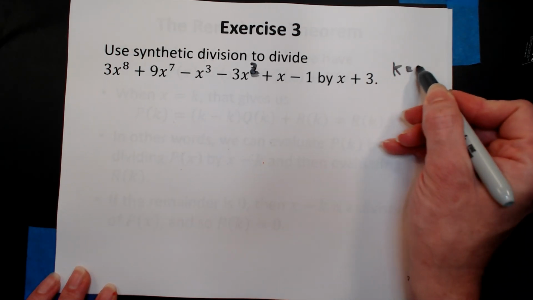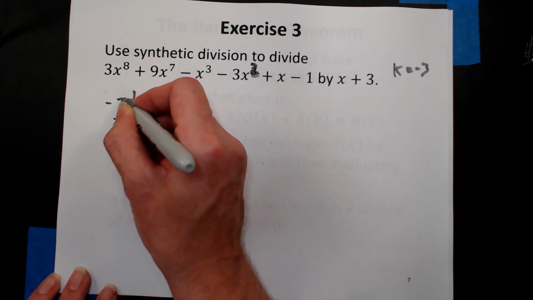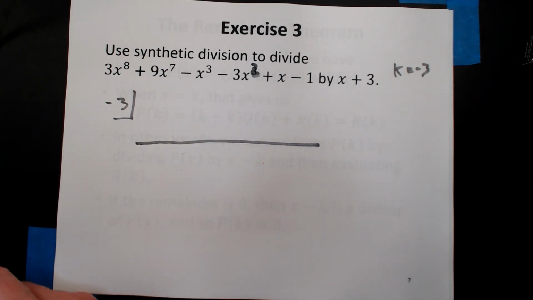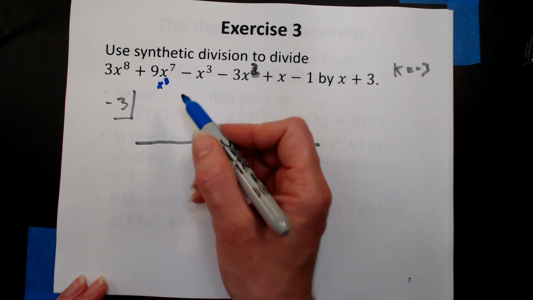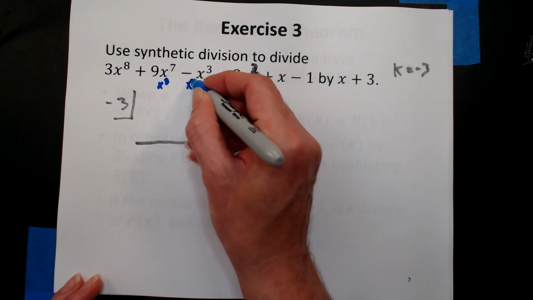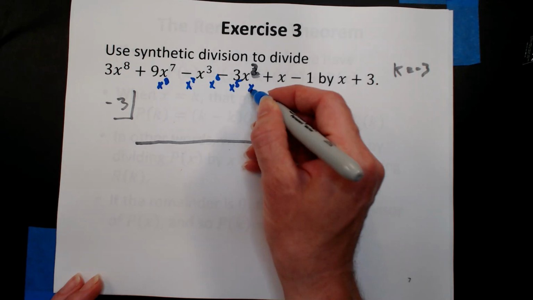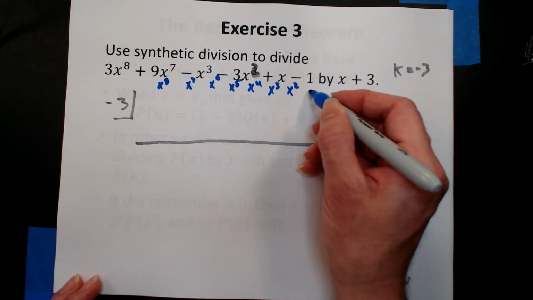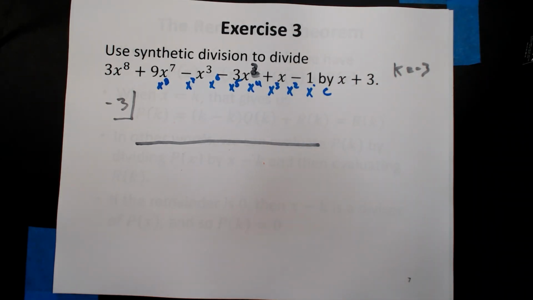K would be equal to -3. So we're going to have our box with -3 in it, and then we're going to have our synthetic division bar. Right above these, I'm going to write x to the 8th, x to the 7th, x to the 6th, x to the 5th, x to the 4th. I always run out of room every single time. I think I plan for space, and then I don't. And this is our constant column last. So I'm going to try to line all these up.